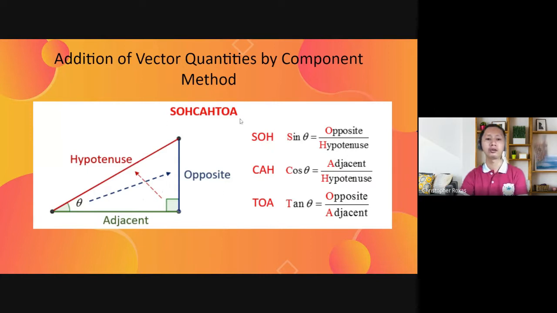We have what we call SOHCAHTOA. So, this is a mnemonic or technique para mas matandaan natin yung steps or methods. So SOH refers to sine theta is equal to opposite over hypotenuse. Okay? So remember, theta is our angle here. And you have opposite divided by the hypotenuse. Next, cosine theta is equal to adjacent over hypotenuse. And next, tangent theta is equal to opposite over adjacent. Okay?